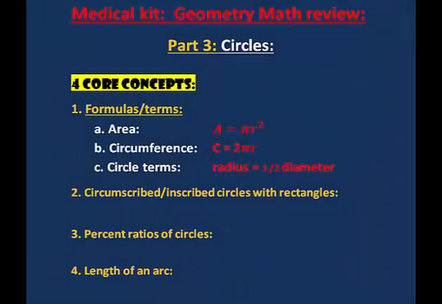Let's move on to core concept number 3. It is percent ratios of circles. Whoa, did I just say percent ratios of circles? I feel like I've done something like this before.